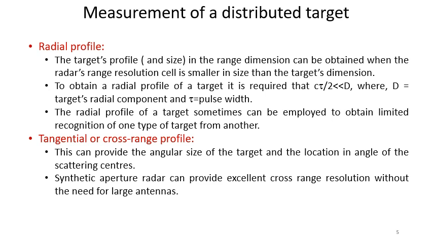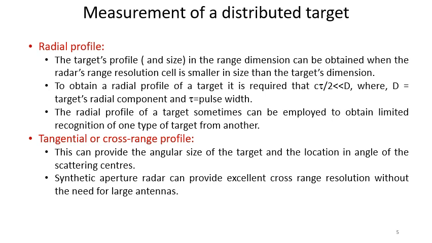Now for the case of a distributed target, we can have different parameters to measure. The first one is the radial profile. The target's profile and also the size in the range dimension can be obtained when the radar's range resolution cell is smaller in size than the target's dimension. To obtain a radial profile of a target, it is required that C tau by 2 be much less than d, where d is the target's radial component and tau is the pulse width. The radial profile of a target sometimes can be employed to obtain limited recognition of one type of target from another.